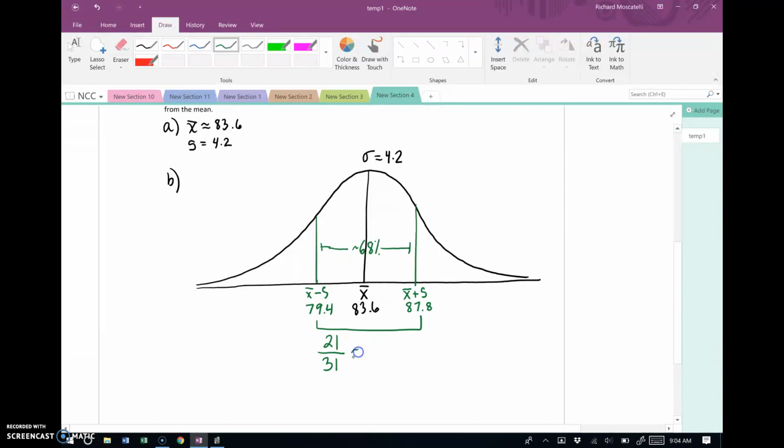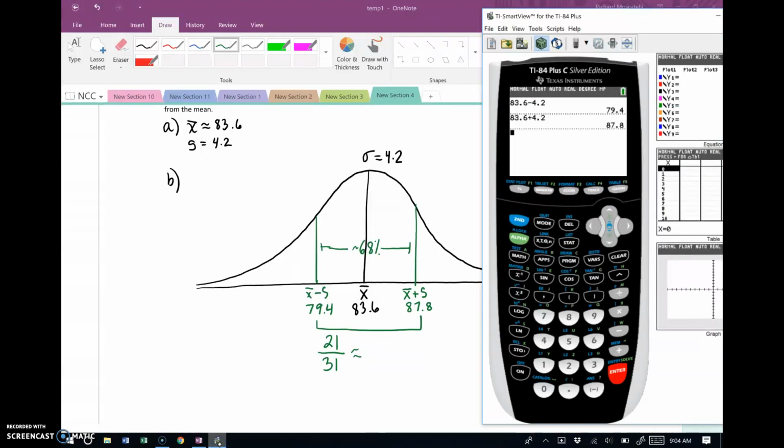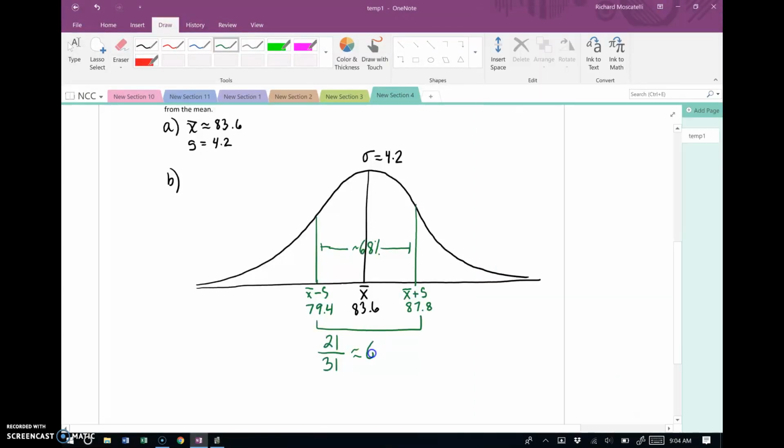Now, what is that as a decimal and a percentage? If I take 21 and divide it by 31, that is 0.677, and when I move the decimal two spots to the right, that's approximately 67.7%. As you can see, this is super close to what the empirical rule says. Remember, the empirical rule says it's supposed to be about 68%.